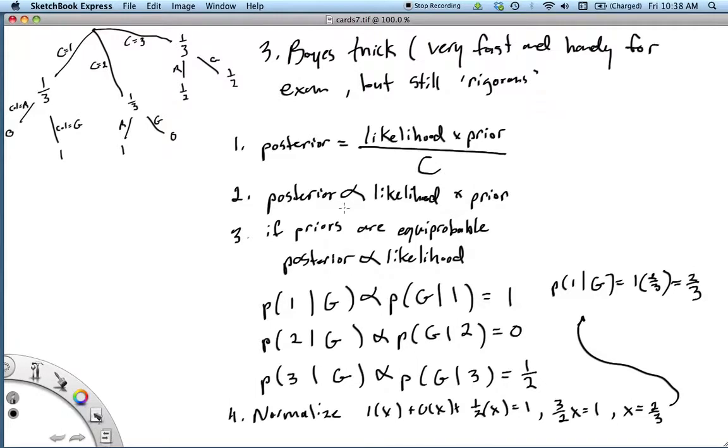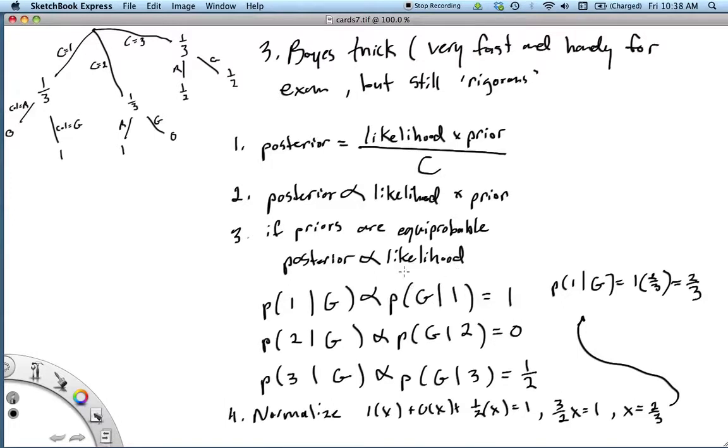So you can say that the posterior is proportional to the likelihood times the prior. And the constant of proportionality would just be 1 over c, or c, depending on which side of the equation you put it on. Now, if the priors are all equiprobable, which they are in this problem, because the probability of drawing each card initially was 1/3, they will cancel out of the equation, and you can state that the posterior is just proportional to the likelihood.